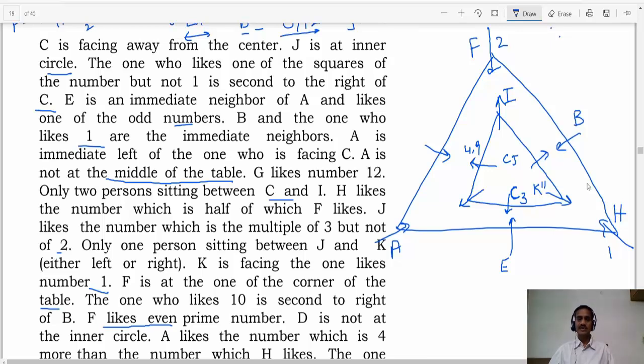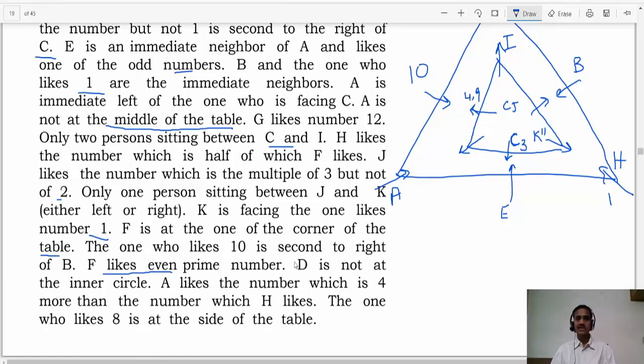H is 1. B and 1 are adjacent to each other. And K is facing the one who likes 1. F is at one of the corners. The one who likes 10 is seated second to the right of B. Second to the right of B is 10. కనుక ఇక్కడ నెంబర్ మనకి 10 ఉండాలి.